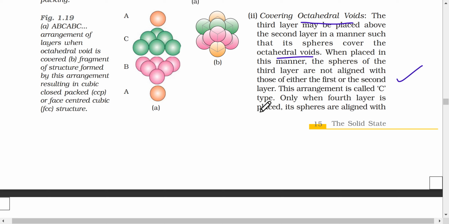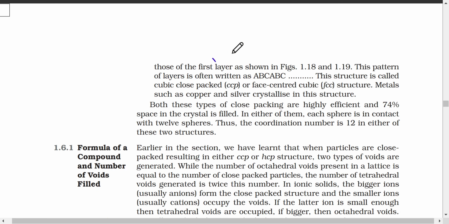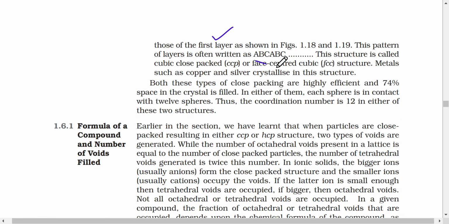अगर हम octahedral voids cover करने बैठेंगे तो ना हम पहले layer के साथ जा रहे हैं ना दूसरे, हम एक different arrangement produce करें, and that is C type. Only when the fourth layer is placed, its spheres are aligned with those of the first one. तो हमारे पास आता है ABC type.